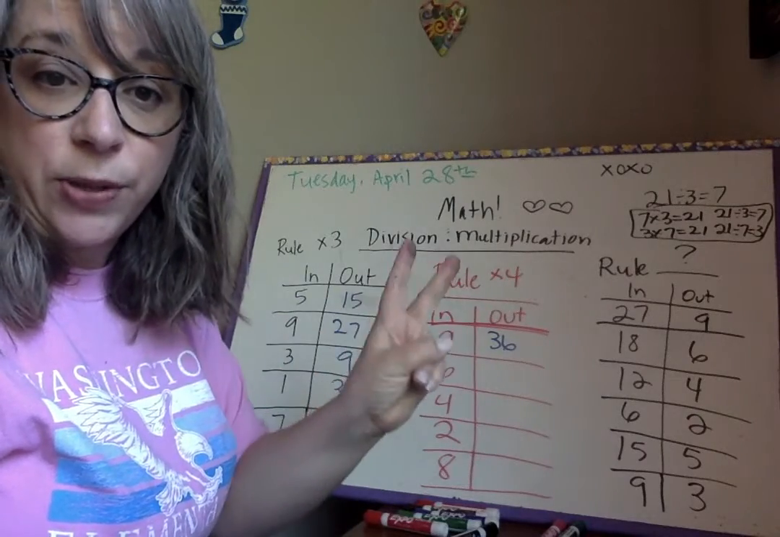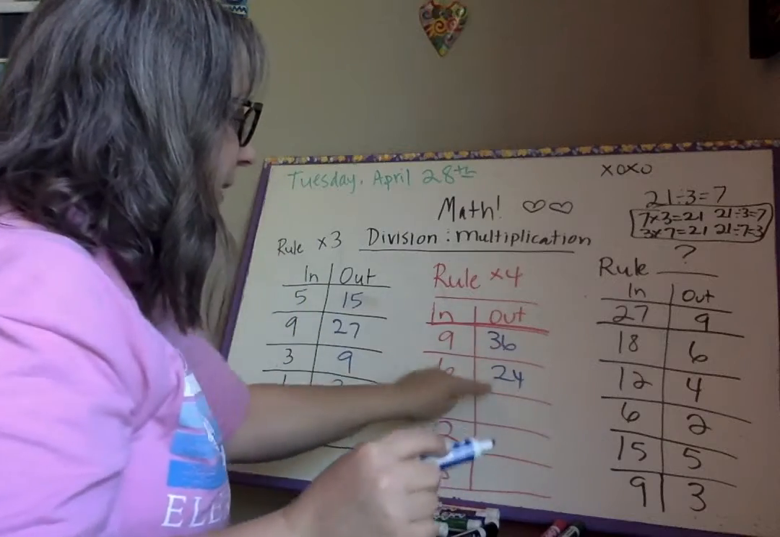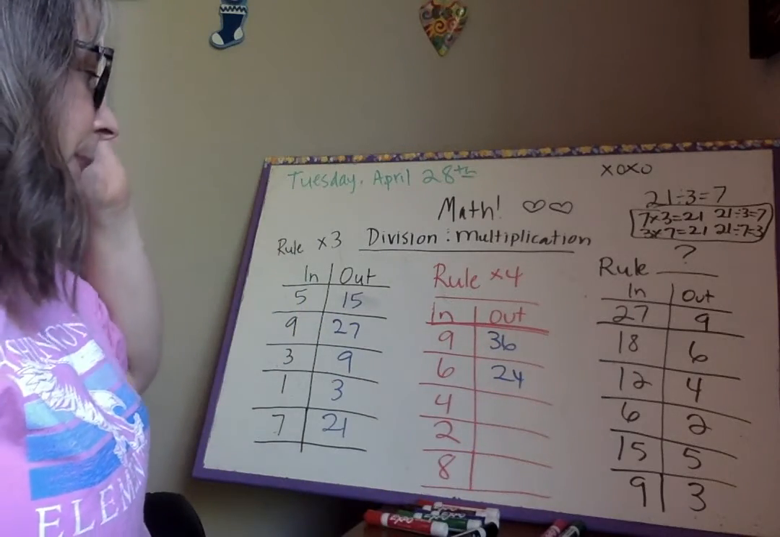20, 21, 22, 23, 24. So we know that 4 times 6 is 24. All right.